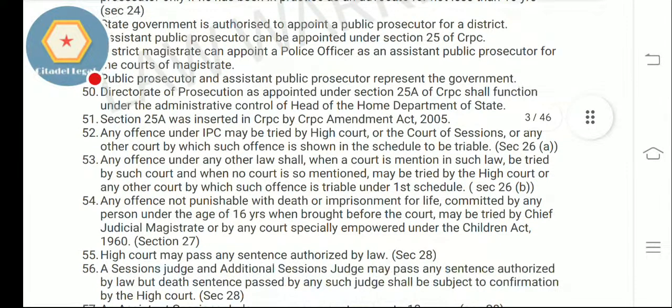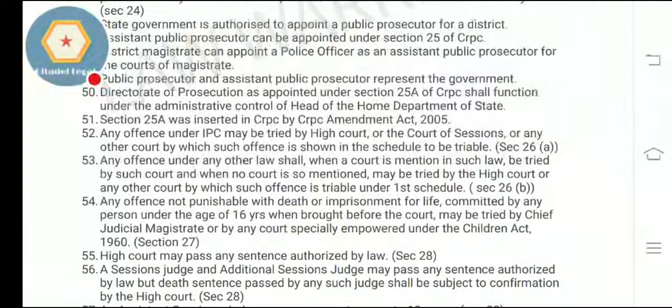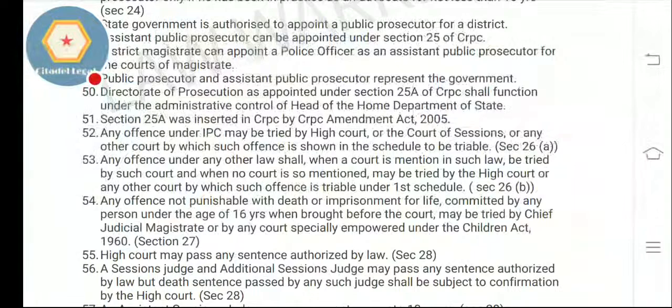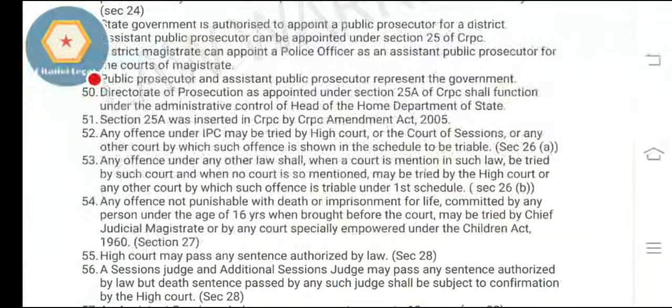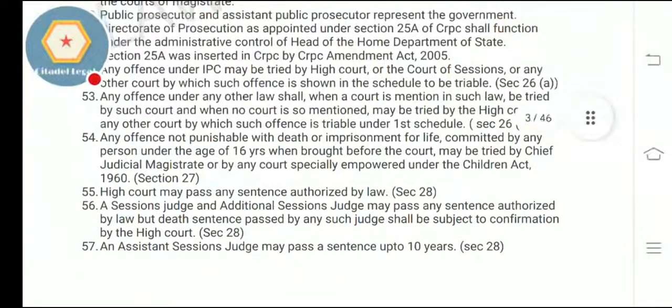Now coming to section 27, point number 54, please concentrate. Any offence not punishable with death or imprisonment for life committed by any person under the age of 16 years when brought before the court. This is very important: when brought before the court. That means it doesn't matter when he committed the offence. If the person brought before the court is under the age of 16 years, he may be tried by a chief judicial magistrate or by any court specially empowered under the Children's Act 1960. This is section 27. Now 28, High Court may pass any sentence authorized by law.